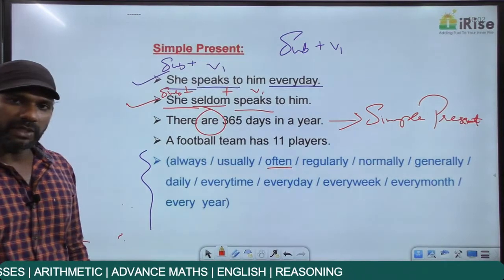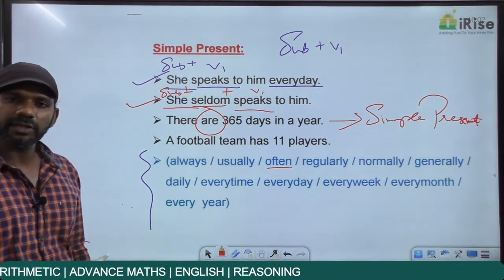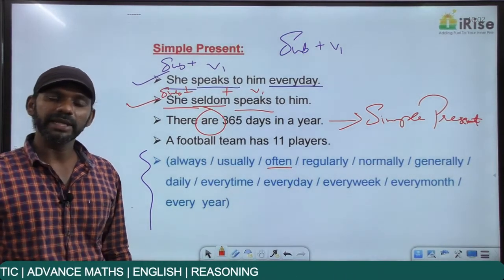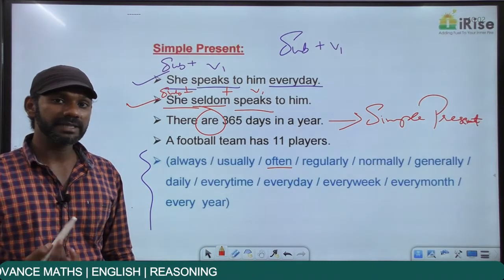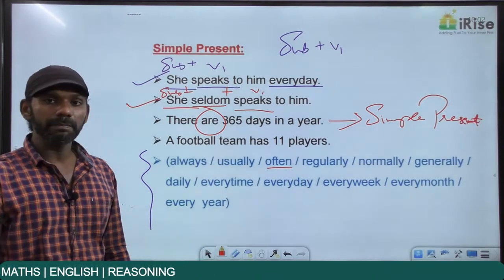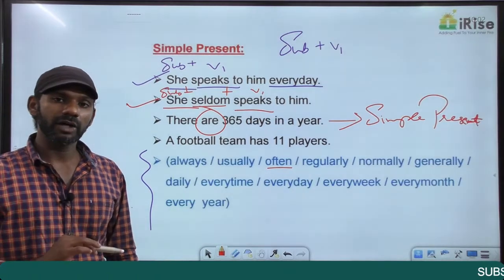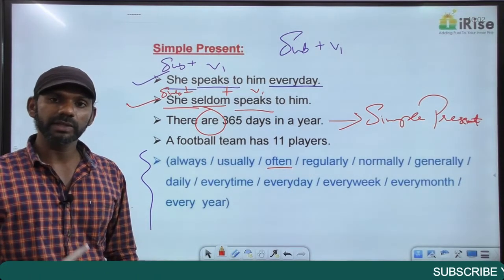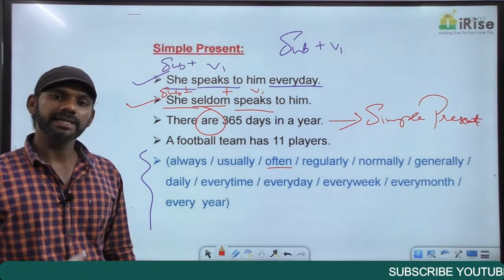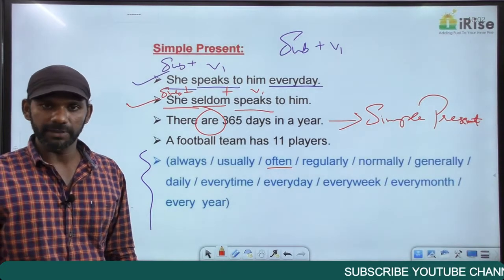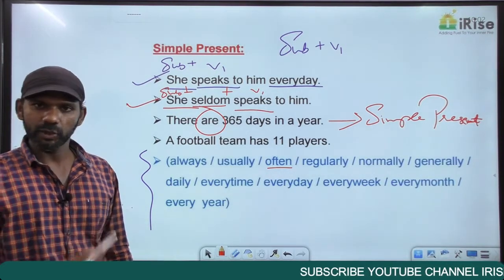Come to the same statement once again. There are 365 days in a year. Is there any main verb here? Main verb means action. There is no main verb in this sentence. I did not say that every sentence should contain a main verb. I said every sentence should contain a verb. There is no main verb here. There is no action here.